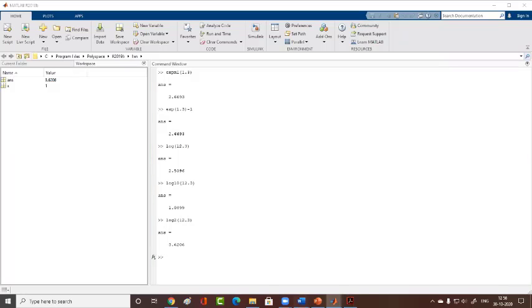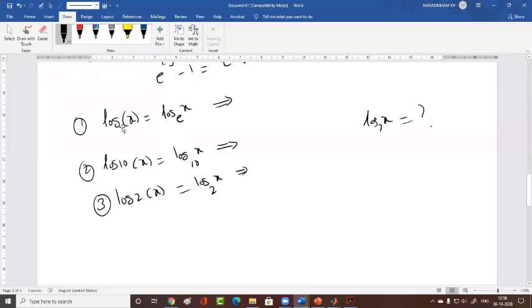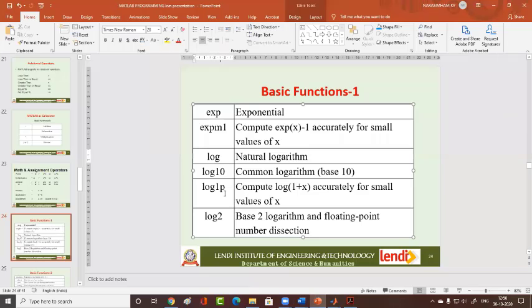What are the three types? Log x, log10, log2. Log x is nothing but log x base e, log10 is nothing but log x base 10, and log2 is nothing but log x base 2. Now, already discussed. Now coming to another one.